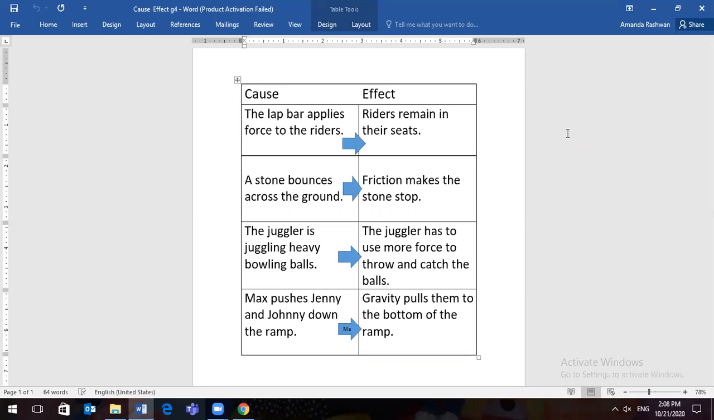Hello, grade 4. Today's reading lesson was about cause and effect. We discussed examples from the story that show cause and effect.